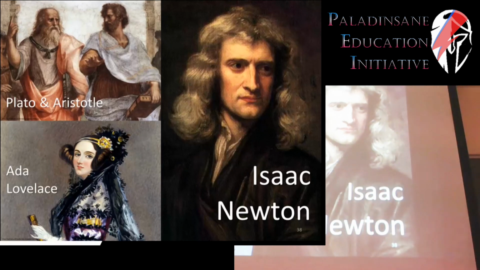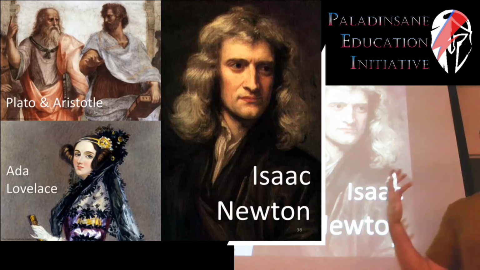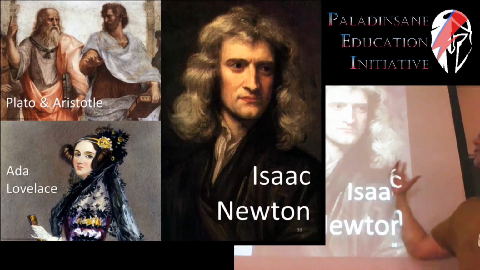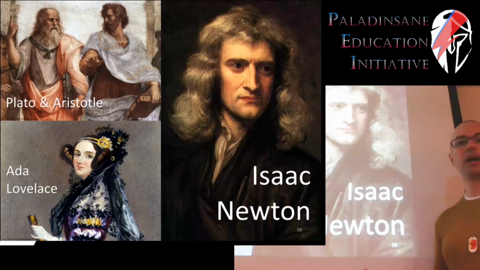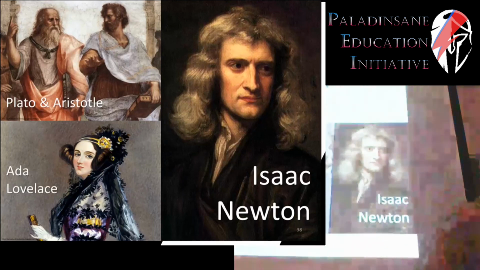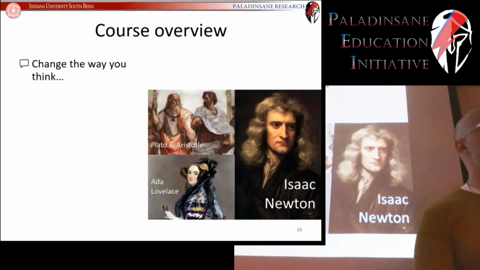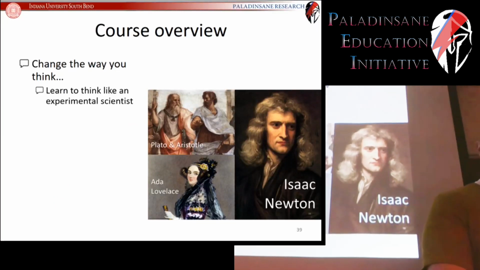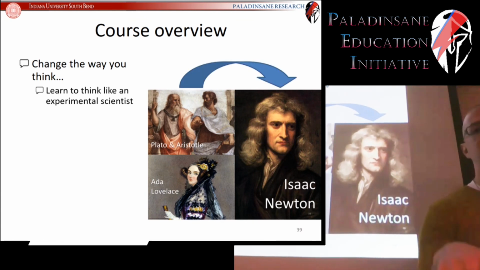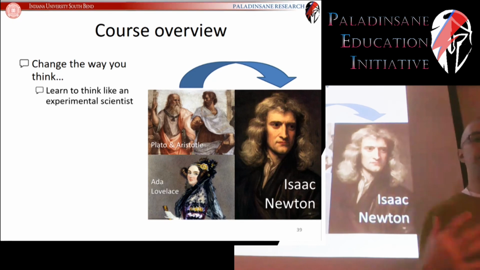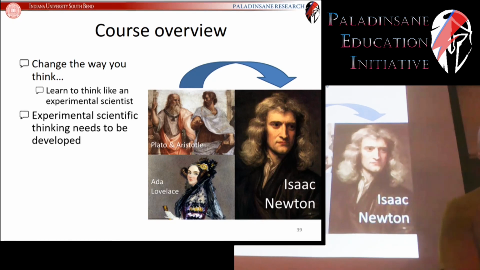So that's the goal of this course, to take you from being great thinkers to experimental thinkers. This course, again, is going to give you new tools. It's going to change the way that you think. You're going to learn how to think like an experimental scientist. So you're going to go from being Plato or Ada, and you're going to become Isaac Newton. And this is something that needs to be developed.